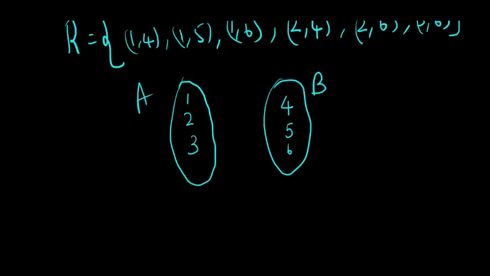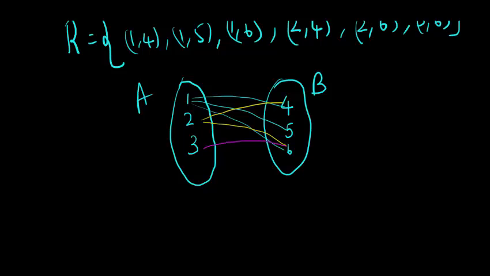Okay, here if I'm looking at this, 1 is corresponding to 4, 1 is also corresponding to 5, 1 is also corresponding to 6. I'm going to change the ink here for the second element. 2 is corresponding to 4, and 2 is corresponding to 6, and then I'm going to change the ink once again. 3 will correspond to 6 alone.